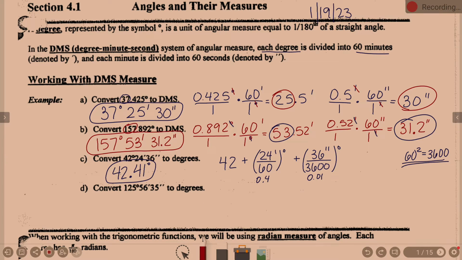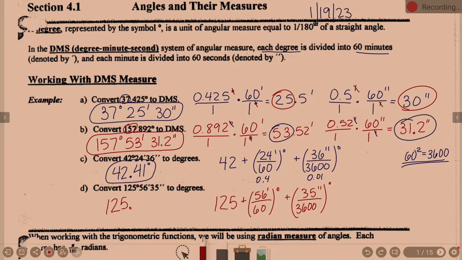So let's see, 125 degrees, 56 minutes, 35 seconds. Well, I know my answer is 125 point something degrees. So I know there's going to be 125. 56 minutes, how am I changing that to degrees? 56 over 60. Dividing by 60, that's going to be degrees. 35 seconds, how am I changing that to degrees? 3,600. Yeah, you're dividing by 60 twice, which is 3,600. I have my answer with 3 decimal places.